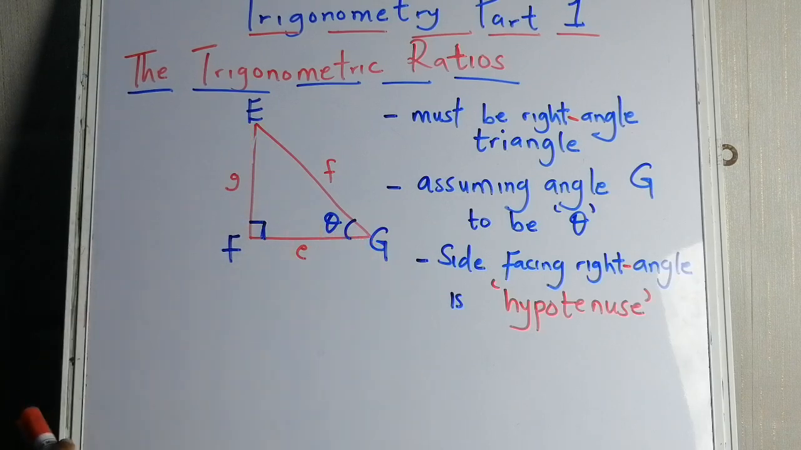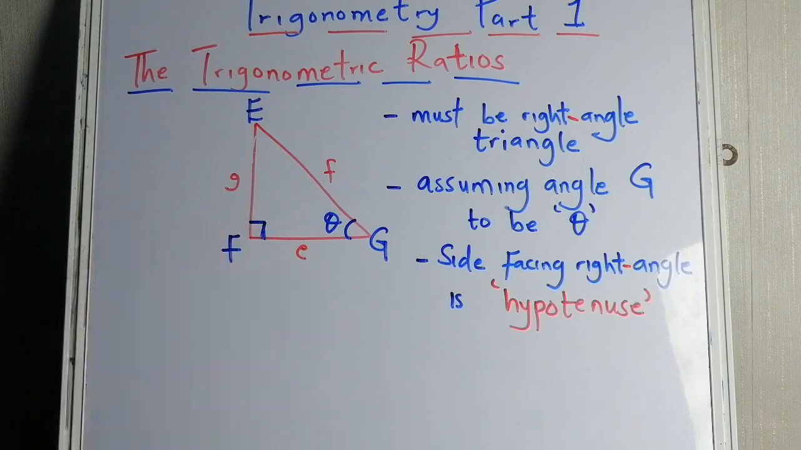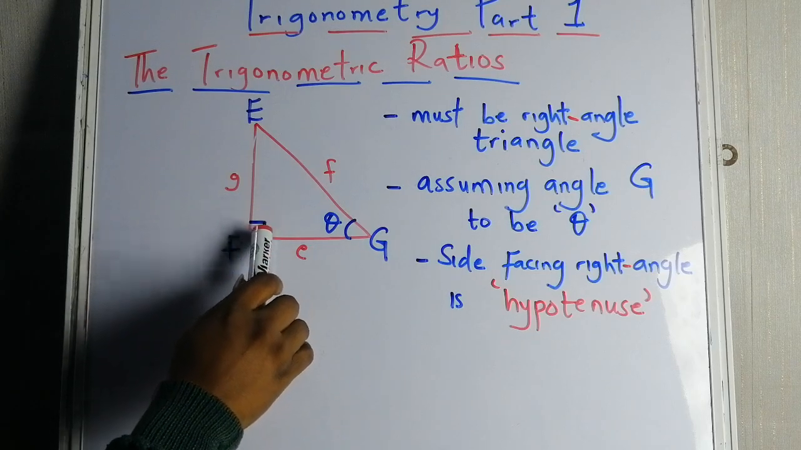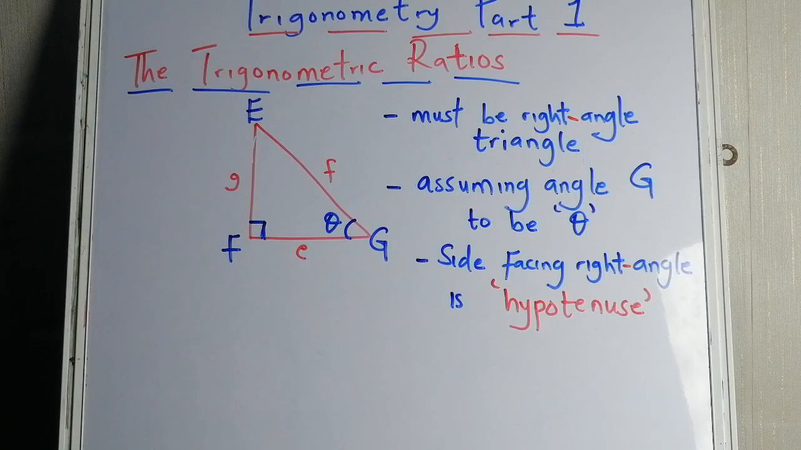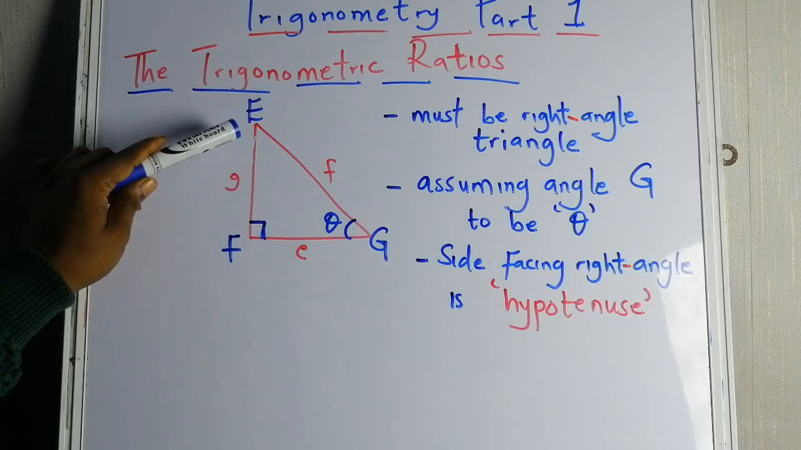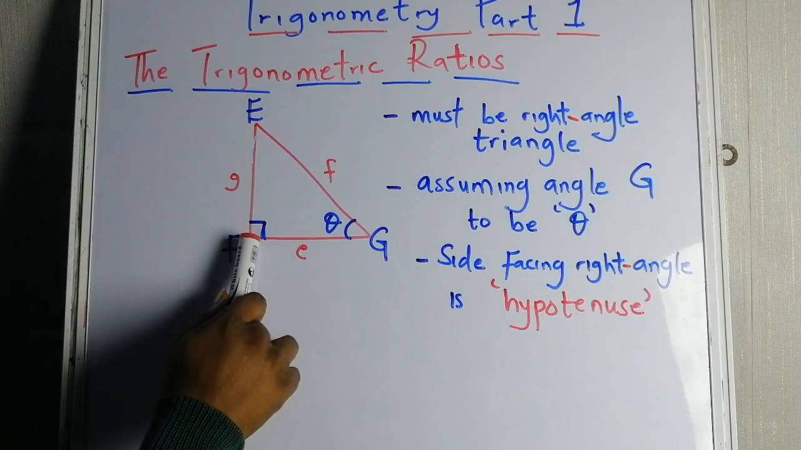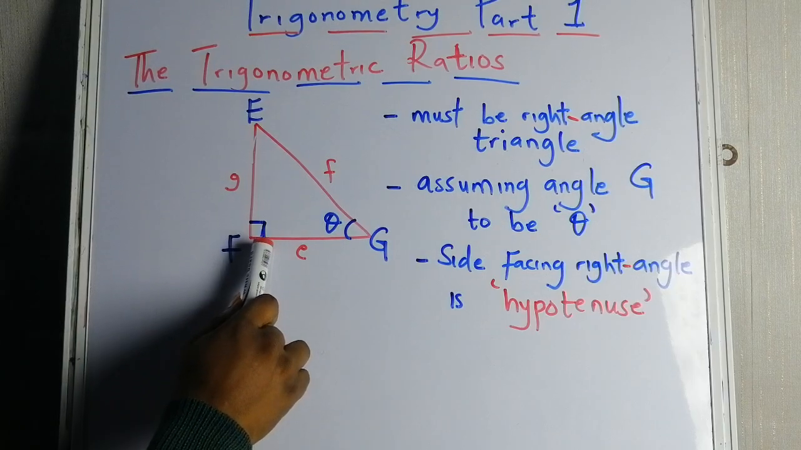Y-axis, x-axis. Where the x-axis meets the y-axis on a straight line is what we call the right angle. This is the symbol for a right angle. This is y, this is x, and they meet at this point here, and at that point that they meet is the right angle.